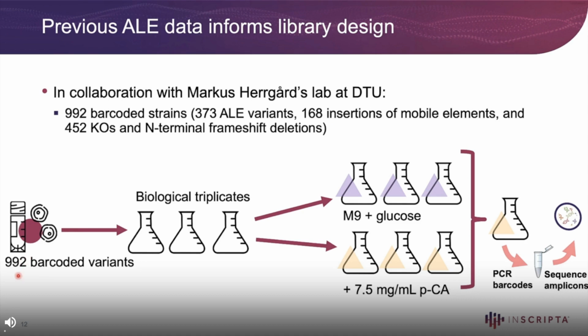Once this pool of barcoded strains was built, it was grown in biological triplicate and then grown in M9 with glucose and with the addition of 7.5 mg per ml coumaric acid. After these cultures were allowed to grow for the duration of the selection, the genomic DNA was extracted and the barcodes were PCR'd, and these amplicons were sent for sequencing.